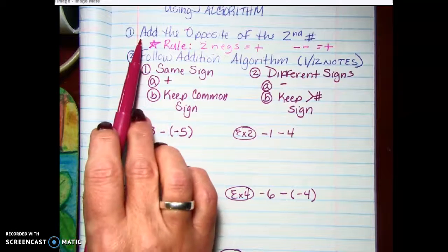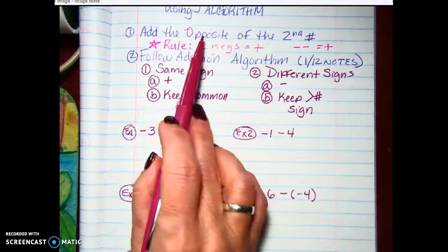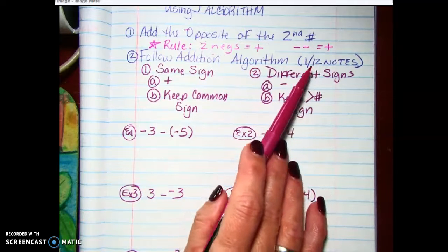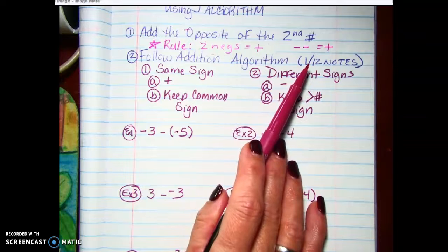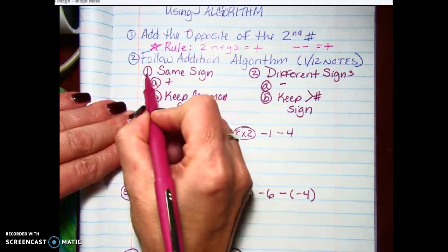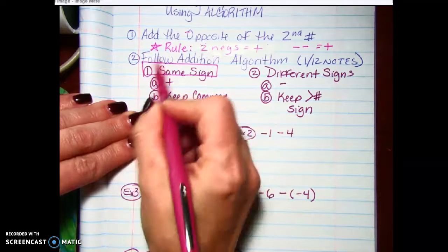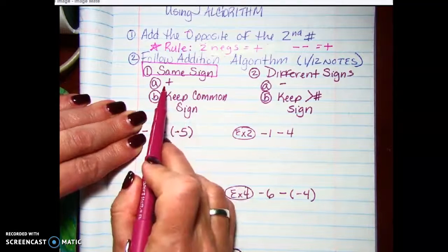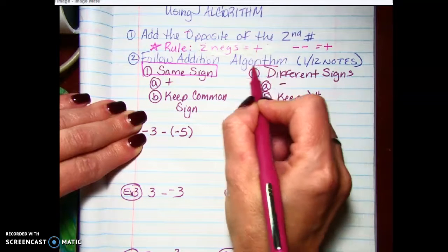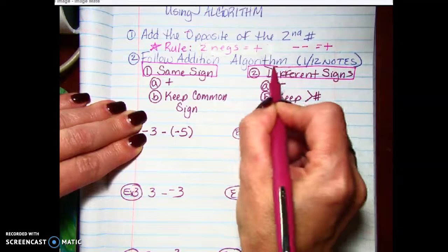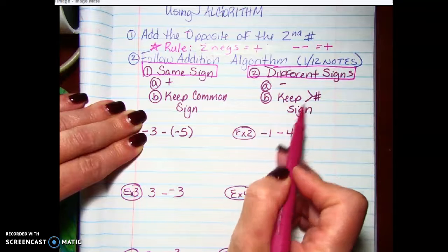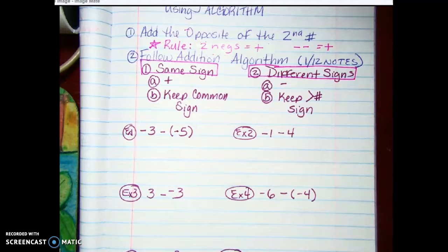Now, the next step after we do this first step, and we'll show both of these, you're going to follow the addition algorithm. Where is that located? In January 12th notes. We already did these, but here's a review of them. If we have the same sign after doing step one, we add the numbers and we keep the common sign. If we have a different sign for each number, we subtract the numbers and we keep the greater number's sign. So let's go ahead and take a look over here.